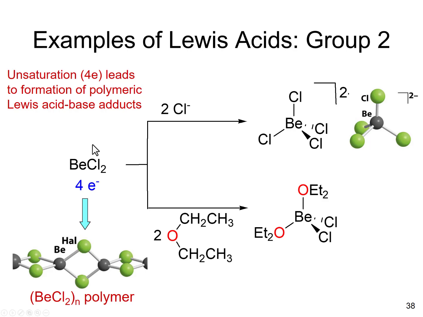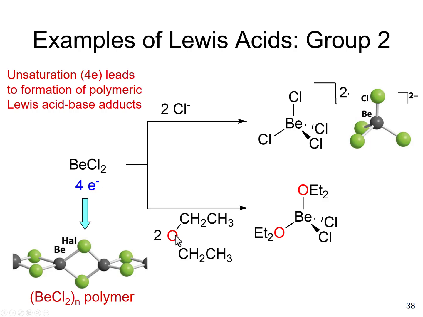If you give the system additional chlorido ligands, it will happily cleave this polymer and accept the 2 additional chlorides to form this tetrachlorido species, which carries a 2- charge. So here is a model of this particular compound. You can also add other Lewis bases into that. And here we have an example involving diethyl ether.